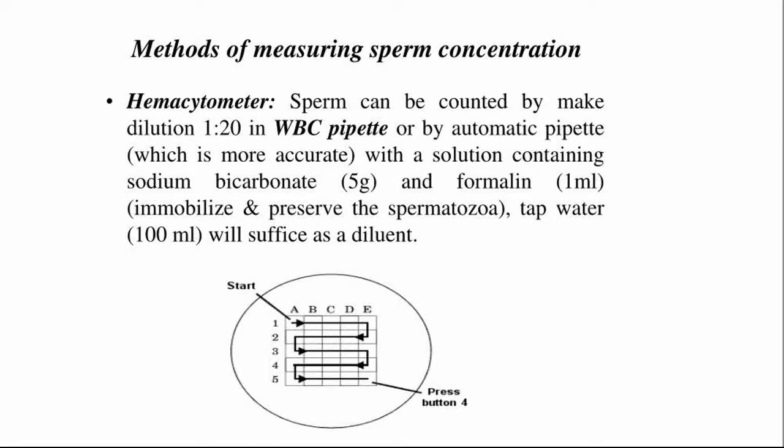The composition of diluting fluid is sodium bicarbonate 5 grams, formalin 1 ml. The sodium bicarbonate and formalin immobilize and preserve the spermatozoa. Next, add distilled water, or you can even use tap water, up to 100 ml.